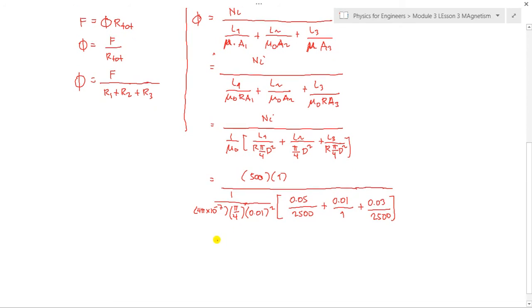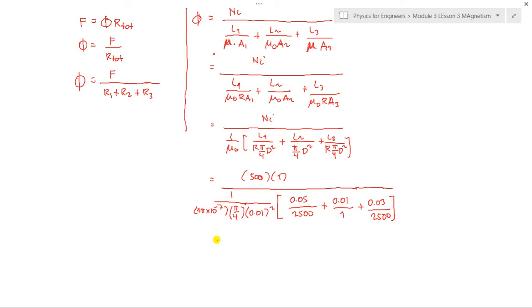Okay, so the final answer, ato na i-simplify. So we have 500 divided by 1 over 4 pi times 10 to the power of negative 7, then multiplied by pi over 4, multiplied by 0.01, the diameter squared, then multiply na pud siya by 0.05 divided by 2,500, then plus 0.01 plus 0.03 divided by 2,500.